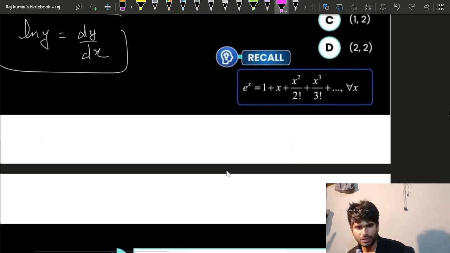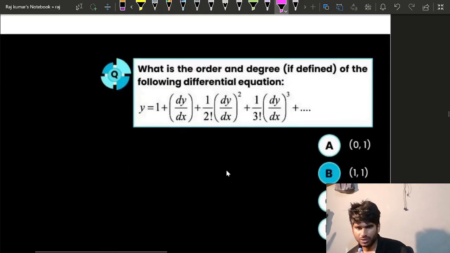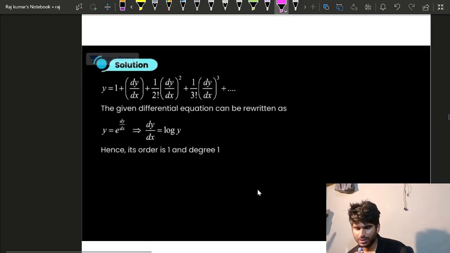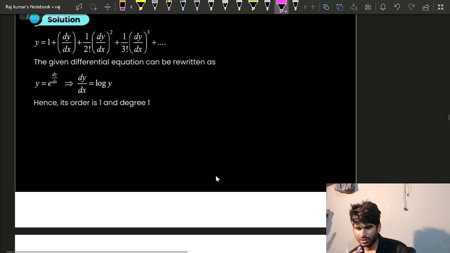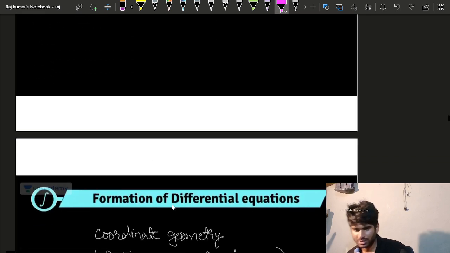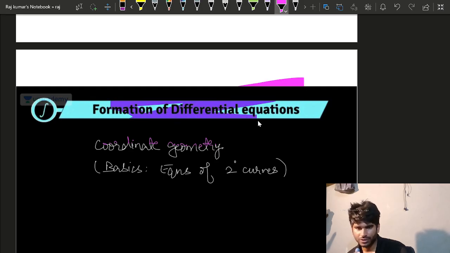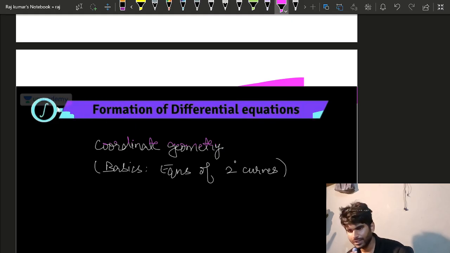How can we find it? So yeah. There are so many questions if you want to solve. There is an answer also there. If you want to solve, just search for it, and then we will create a lecture about the formation of differential equations in the next lecture. Okay. I hope you understood order and degree.